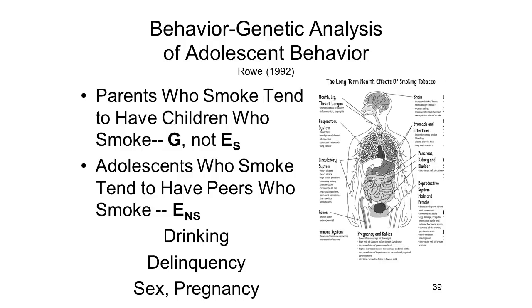On the other hand, adolescents who smoke cigarettes tend to have peers who smoke cigarettes as well. This is an effect of the non-shared environment, an effect of the environment outside the family. Rowe and his colleagues found similar causal patterns for alcohol consumption, juvenile delinquency, sexual behavior, and pregnancy. In each case, the shared family environment had relatively little impact on behavior. Genetic transmission from parent to child was important, but so was the non-shared environment. Peer groups had a powerful effect on whether adolescents experimented with tobacco, alcohol, sex, and generally misbehaved.